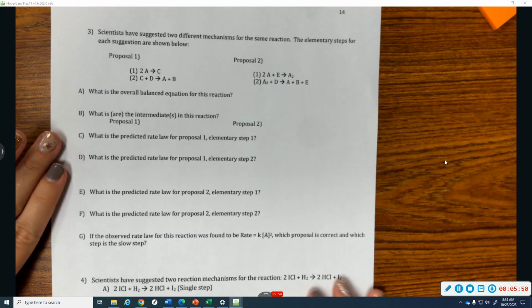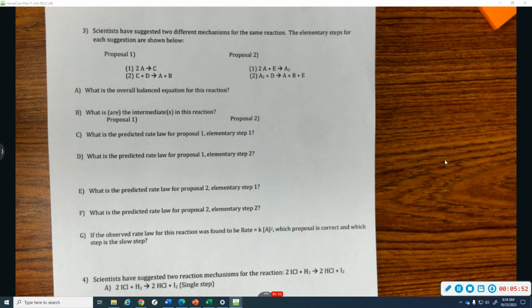And a few more. This 3 has a bunch of steps. Let's look at it. So scientists have suggested 2 different mechanisms for the same reaction. The steps for each suggestion are listed below. So I've got proposal 1, proposal 2. A, what's the overall balanced equation for this reaction?